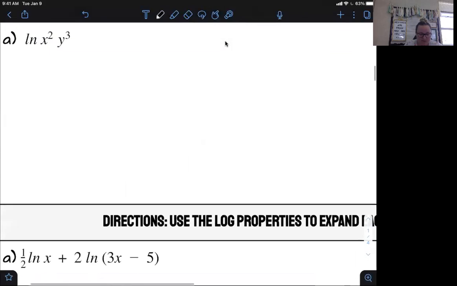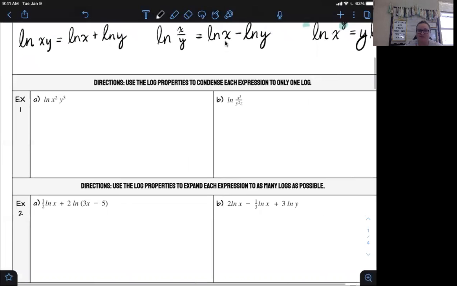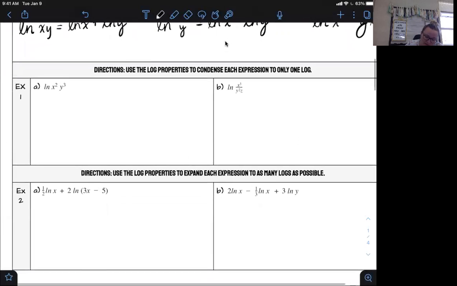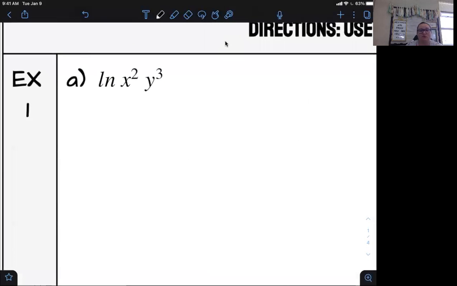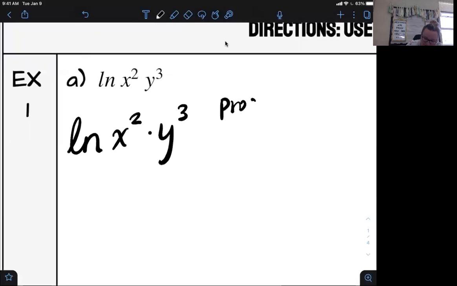All right, so now we're going to do some of the same exercises we did with the regular logs, where we have one log, the natural log of x squared times y cubed, and we want to rewrite this expression using as many natural logs as possible. So I've got the natural log of x squared times y cubed. That looks like the product property to me.